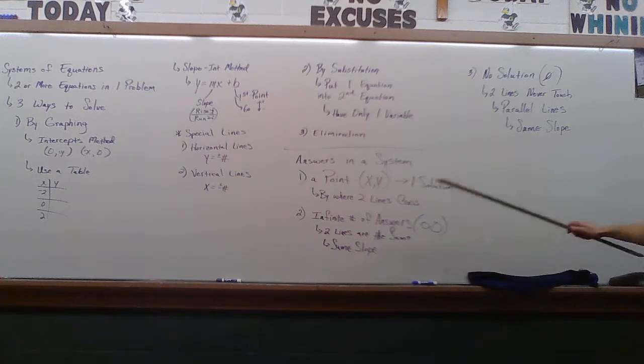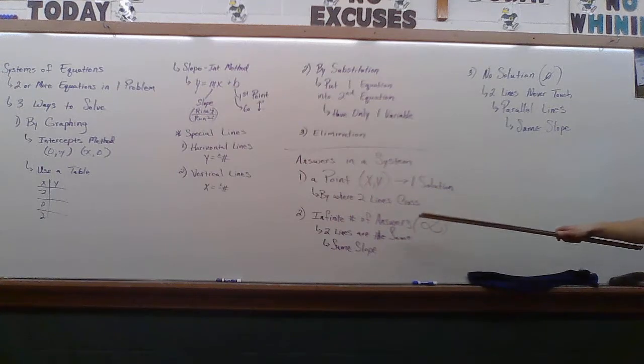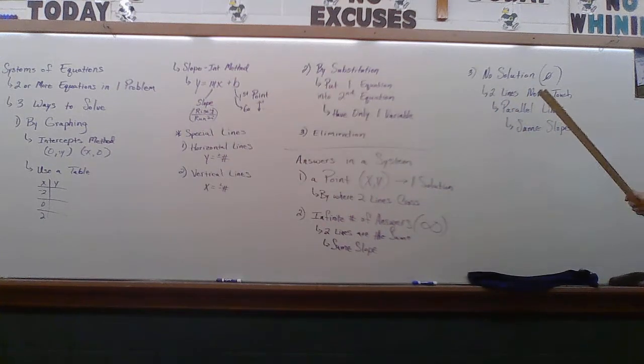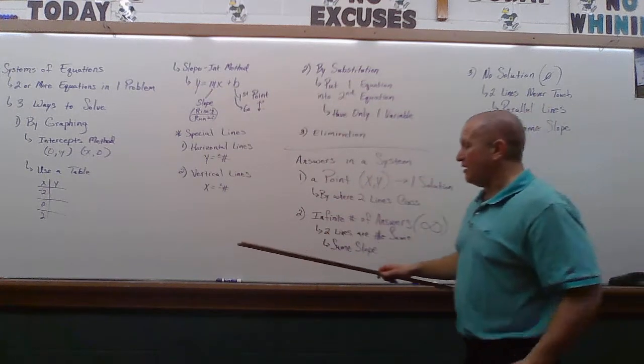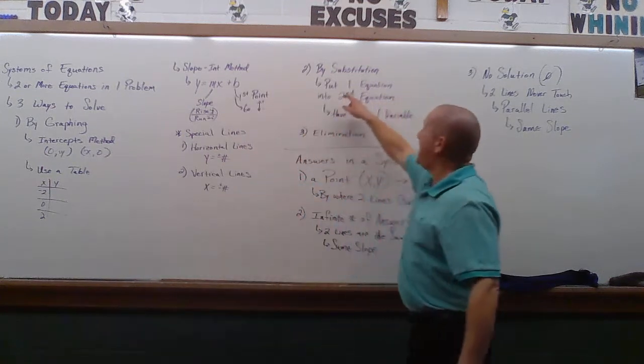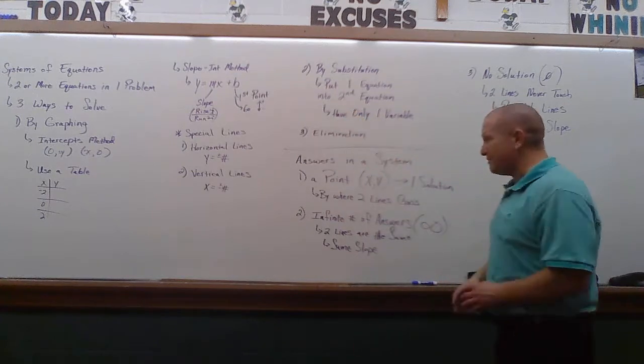So I could have special cases if they have the same slope, but I still have to look at whether it's the exact same line or if they're parallel lines. Okay, make sense? Now, how do I get these two answers if I'm doing the math? And the math is the substitution way. So how do I get the same answer?